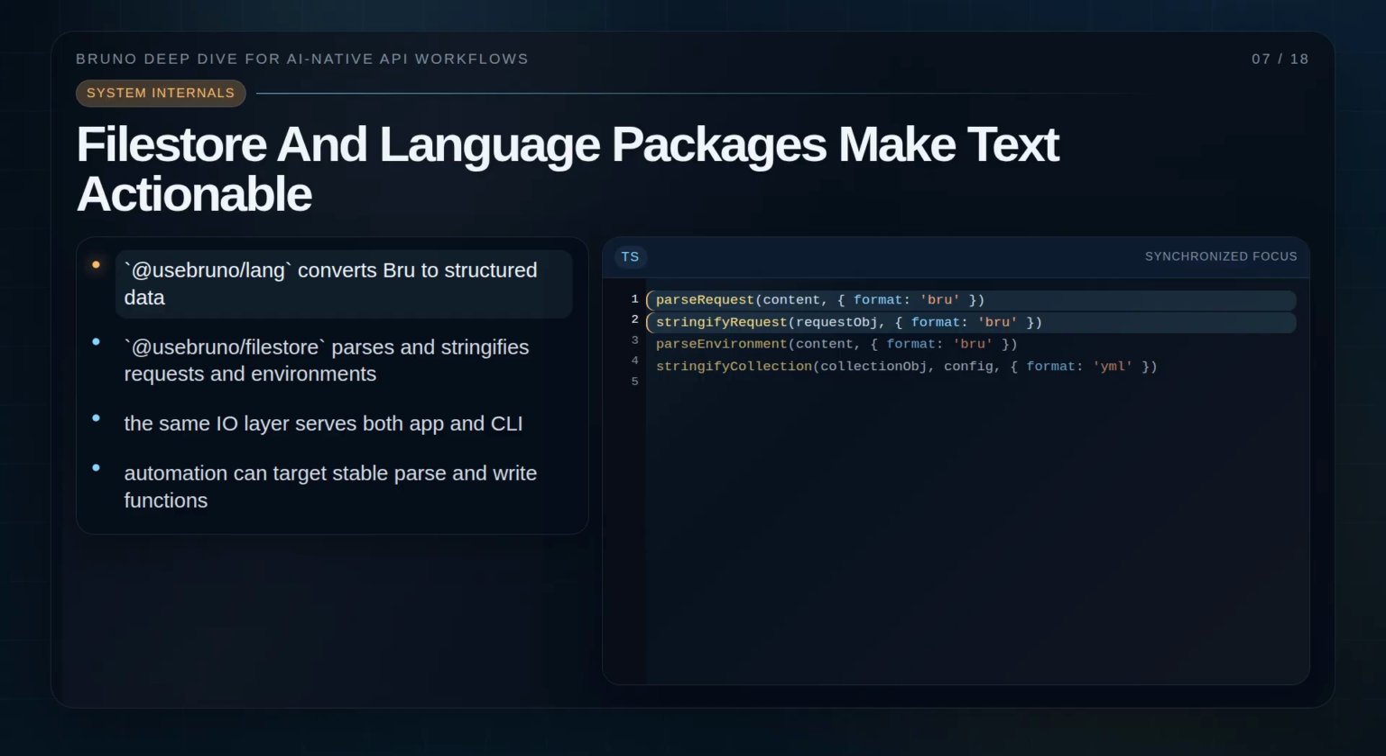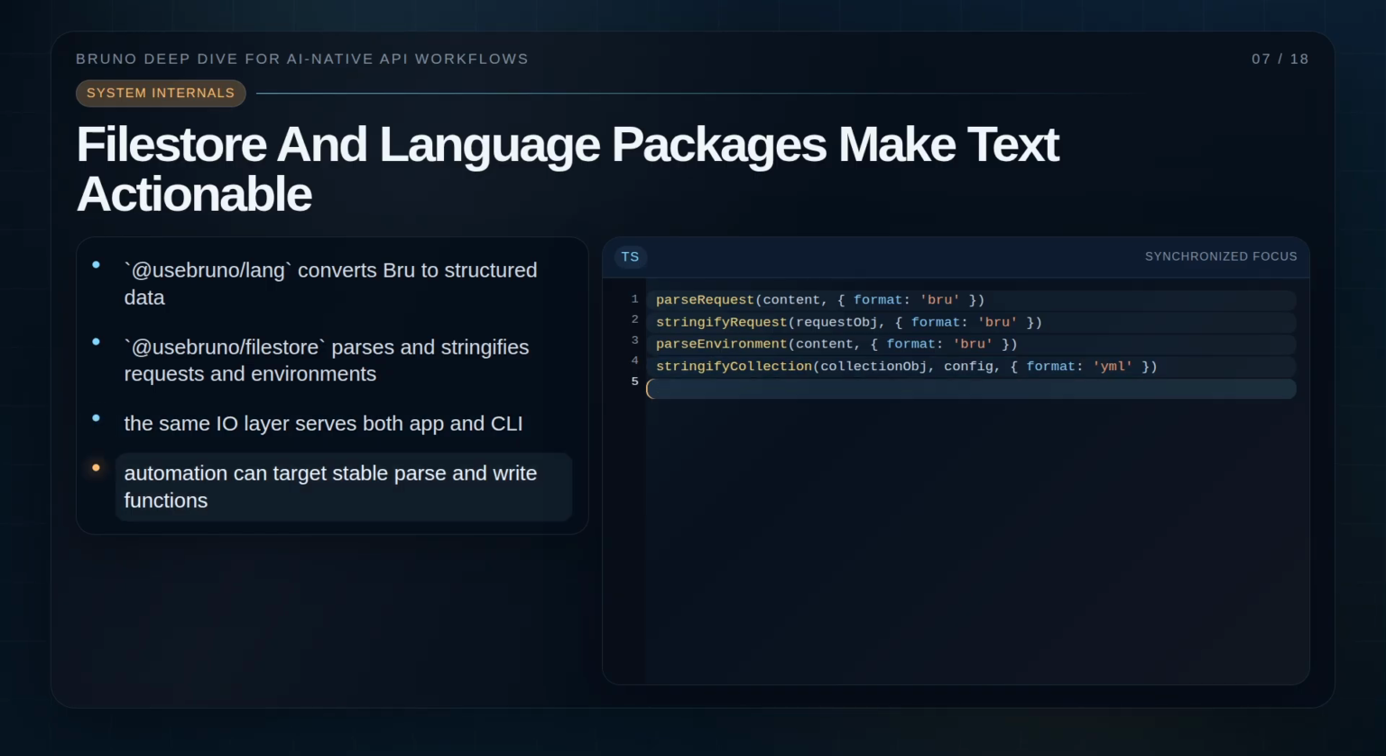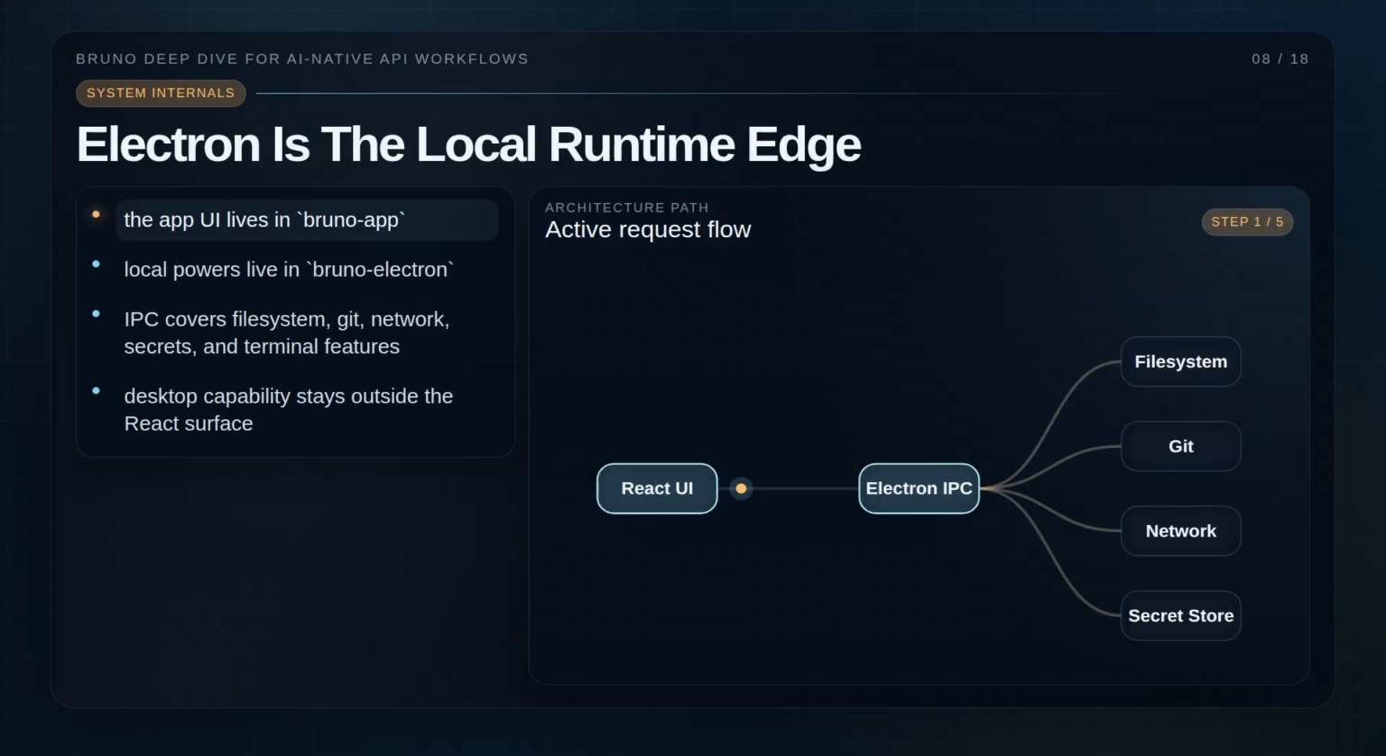This is one of the most important architecture slides. Bruno does not treat the file format as a private implementation detail. The repo has dedicated packages for language conversion and file storage. The Filestore package exposes parse and stringify functions for requests, collections, folders, environments, and dotenv files. That means the desktop app and the CLI can share the same file contract. It also means external tooling has a real seam to hook into. If you ever want an AI assistant to reason about Bruno collections safely, this layer is where you want it to operate, not through click simulation.